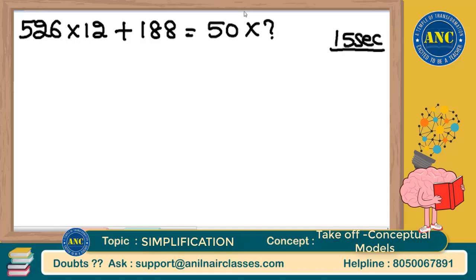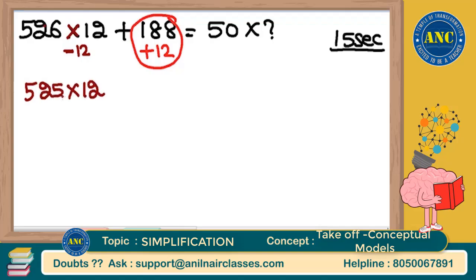Now see here, sir. 188 is what I have. I should make it a fancy number, so I will add 12 so that it becomes 200. If I add 12, I will subtract 12 here. So can I say 526 into 12 minus 12? If I take 12 as a common factor, I am left with 12 into 526 minus 1, that is 525 into 12, plus 200 is equal to 50 into question mark. How to calculate this faster?